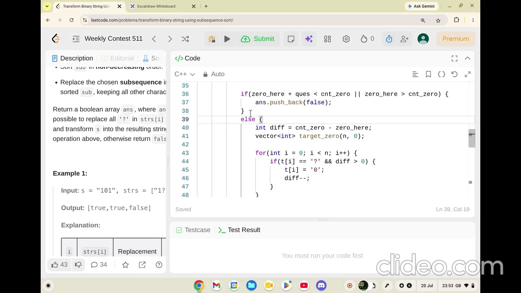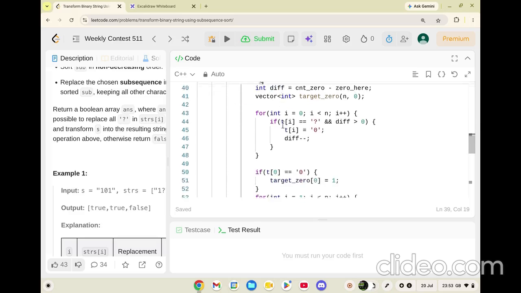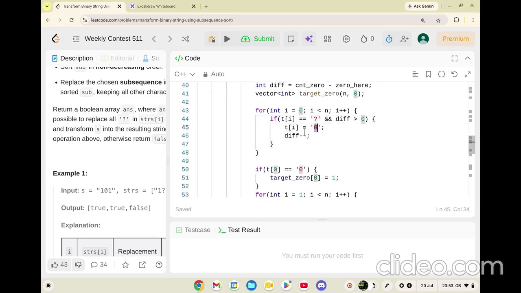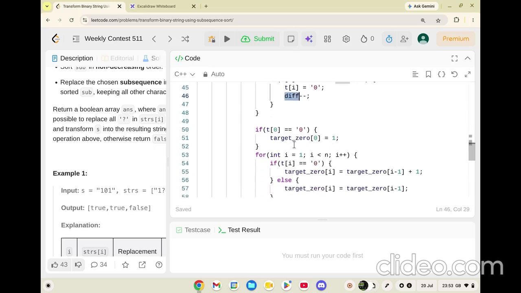Else let's see if the second condition holds or not. What is the second condition? We will simply create a target zero. We will see how many zeros more we need to place at those question marks, which is count of zero minus zero here. We place the zero on the question mark the number of times it is deficit. So this is the deficit we are finding. If it is a question mark, we will place a zero and subtract the deficit. Now we will create a target zero as we created for the prefix array.